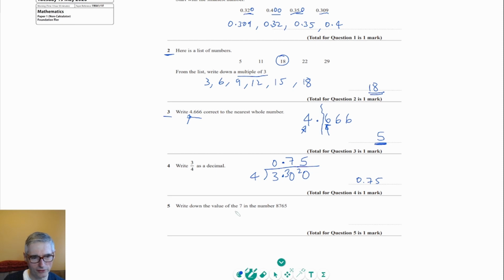The next one says we've got to write down the value of 7 in this number, 8765. So for that, we have to understand what the place values are. So this first column here is the ones or units column. The next column, which the 6 is in, is the tens. The next column is the hundreds, and that's the one we're interested in, that's the 7. And the next column with the 8 in it is actually thousands. So we want to know what's the value of the 7, and because the 7 is in the hundreds column, that means its actual value is 700.